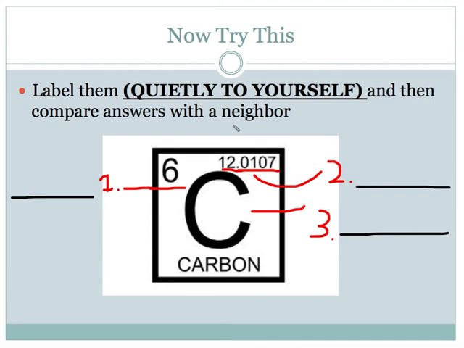I would like you to label these three parts of the atom, or parts of the periodic table. Just in your head you can do it, or on a piece of paper. So what does this number 6 represent? What does the 12.0107 represent? And what does the C represent? 1, 2, and 3.